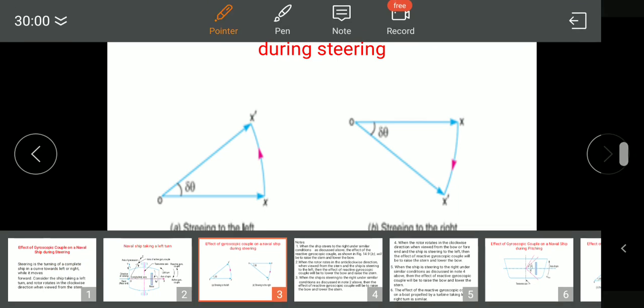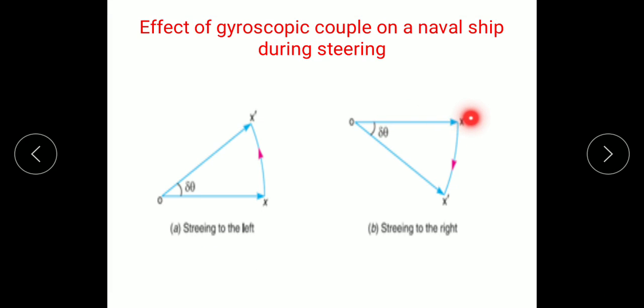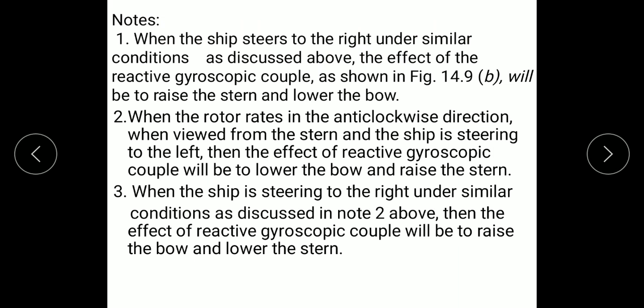Next, right turn. So when it takes a right turn, OX is the initial angular momentum. Next, when it takes the new position OX dash, XX dash is the resultant. Okay, so those are the different positions when it takes a left turn and a right turn. So here, the effect of reactive gyroscopic couple and active gyroscopic couple we will see.